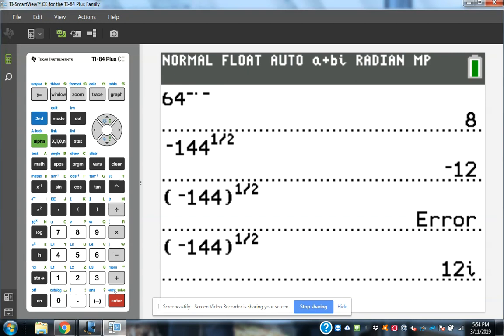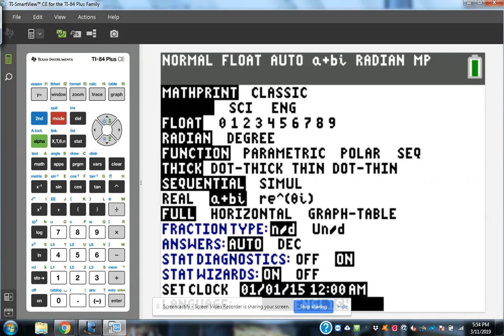If you want your calculator to be able to do that, you need to hit mode and then go down to where it says real and then a plus bi or re to the theta i, and just change it to that middle one, right there where it's blinking. Change it to that one, and it'll evaluate square roots of negatives that are perfect squares.